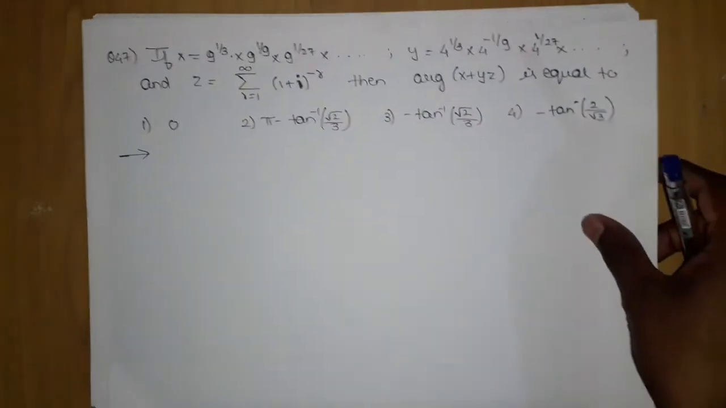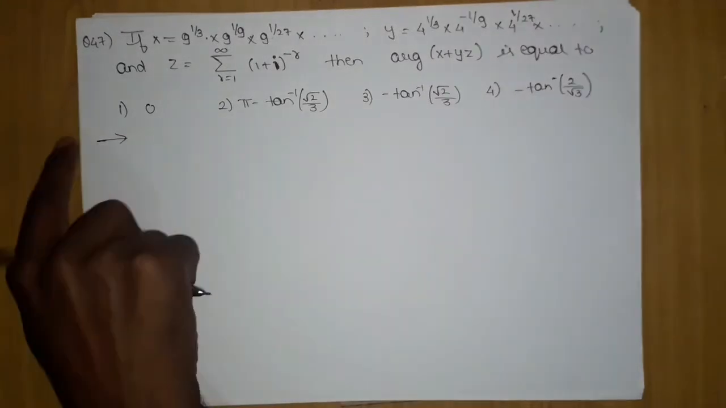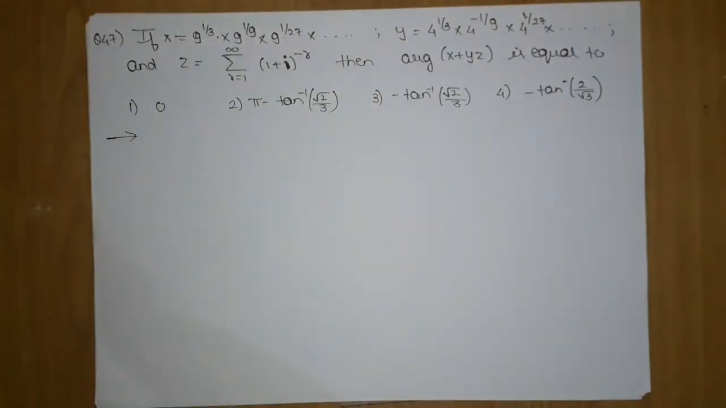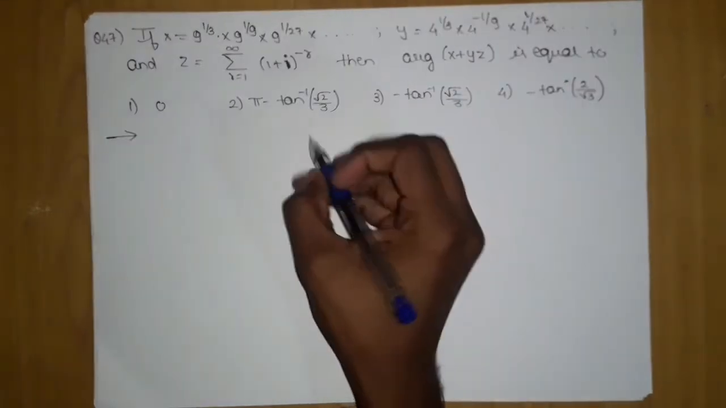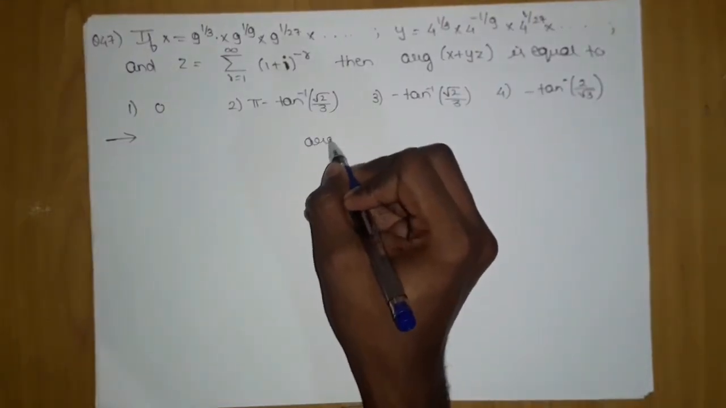This is the next question, the 47th, which says if x is equal to 9 power 1 by 3 into 9 power 1 by 9 into 9 power 1 by 27 and so on, y is equal to 4 power 1 by 3 into 4 power minus 1 by 9 into 4 power 1 by 27 and so on, and z is equal to summation r equals 1 to infinity of (1 plus iota) power minus r. Then find the argument of x plus y z. You know the argument formula that is used.